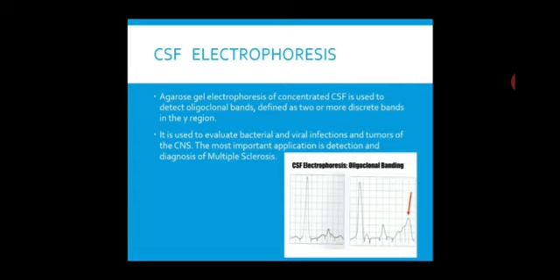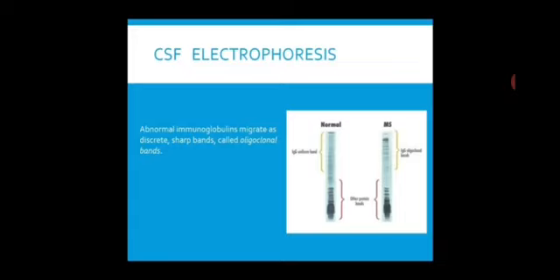This test is used to evaluate bacterial and viral infections, also tumors of the CNS. The most important application is detection and diagnosis of multiple sclerosis disease, which is an autoimmune demyelinating disorder. That means there are antibodies attacking the myelin sheath around the axons. So these abnormal immunoglobulins migrate as discrete sharp bands, and this picture shows in the upper brackets to the right side deeply stained bands. These are called oligoclonal bands and are formed by IgG.